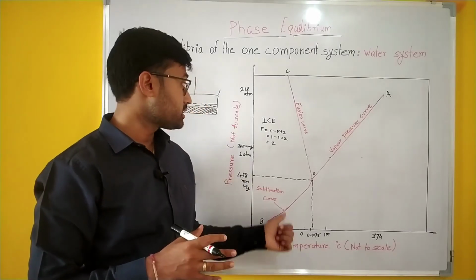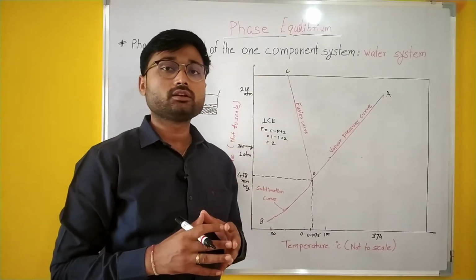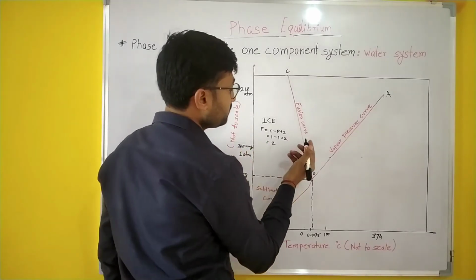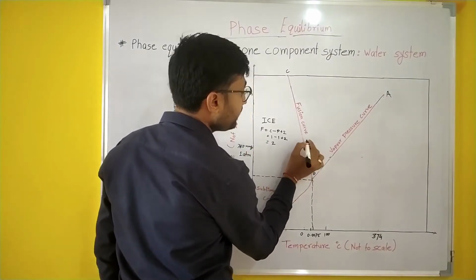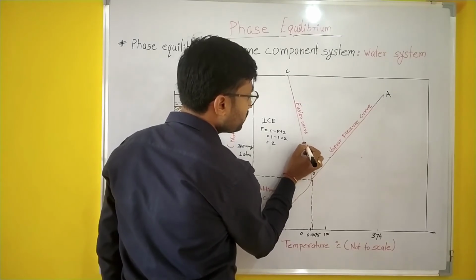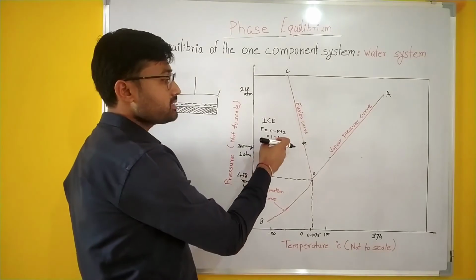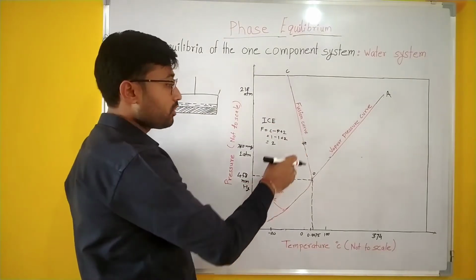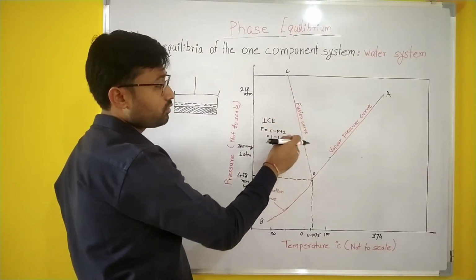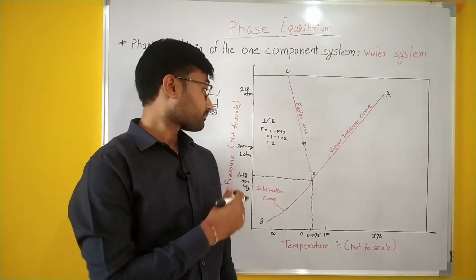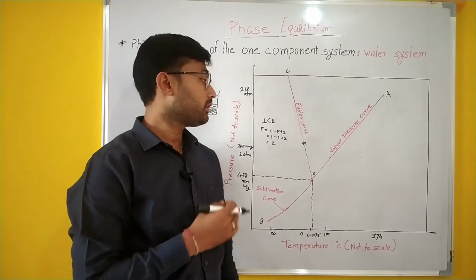That is, one is temperature and another is pressure. Right? Now, take another condition that is on this line, where both phases are present. That is, ice as well as liquid is present on this curve. That is the fusion curve. So what will happen here? What is the phase degree of freedom here? That we have to calculate.